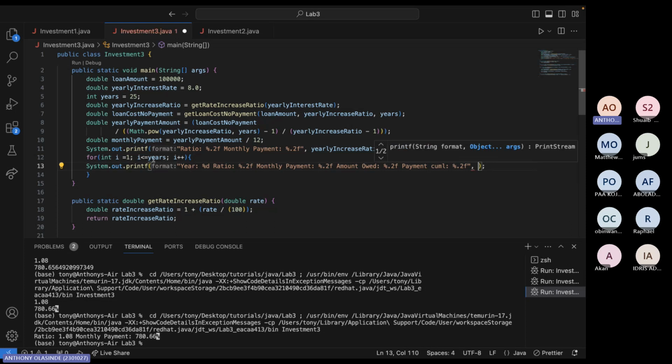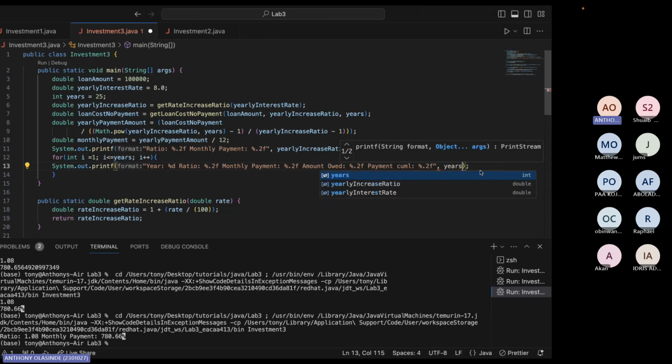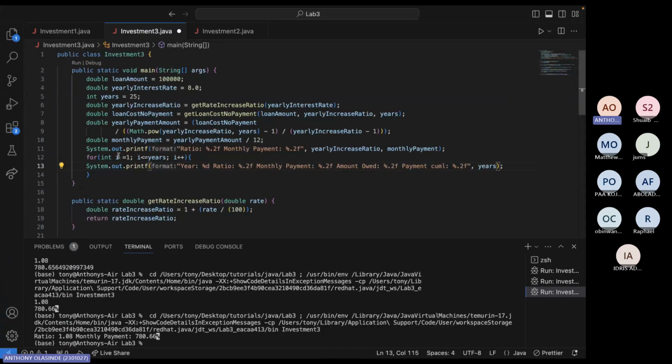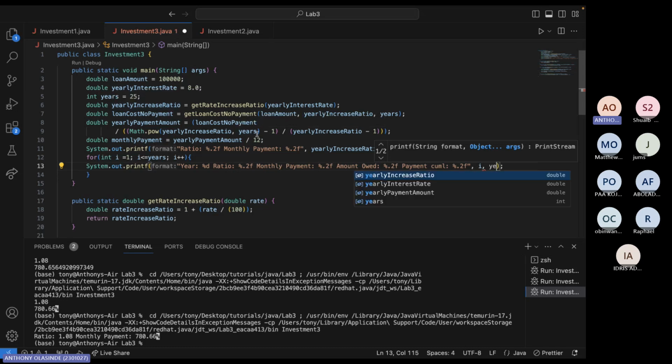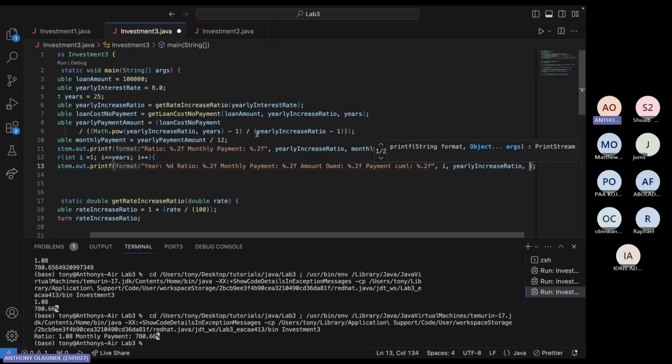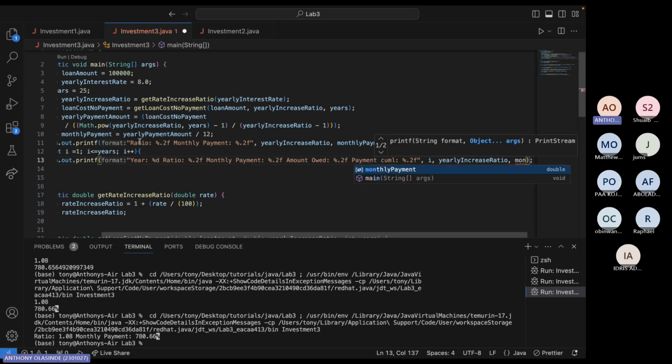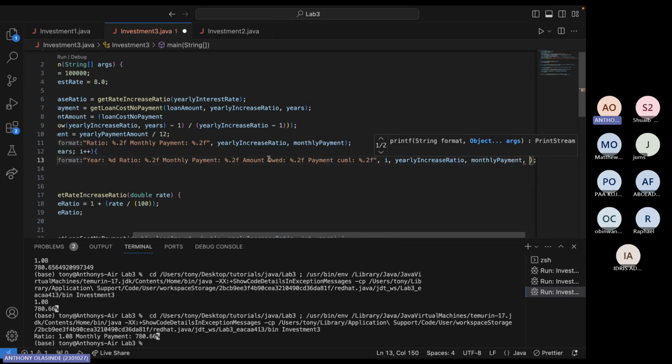Then let's start supplying year. That will be each of the years. If I put years here, what I will get is year 25, year 25. That's not what I want. I want each of these years, starting from 1. So what I want here is i. Then the ratio, that's the yearly increase ratio. Then monthly payment, we've gotten that from here.